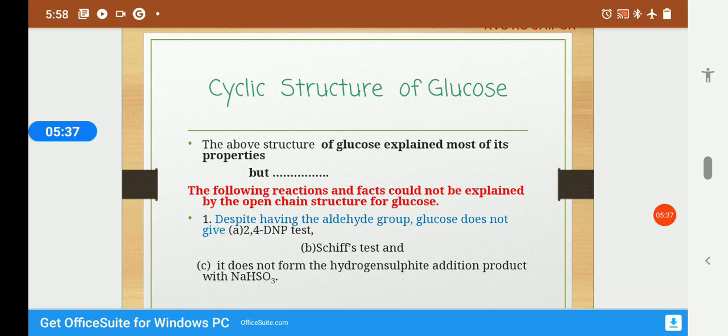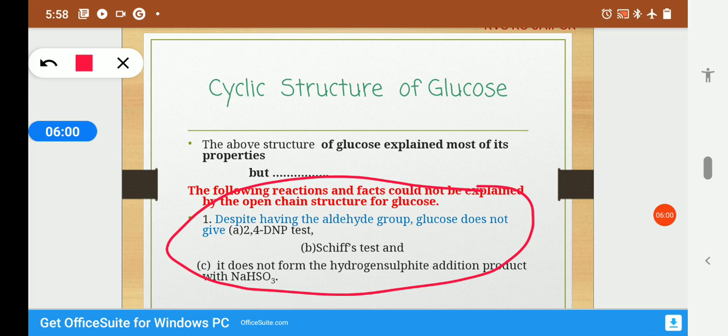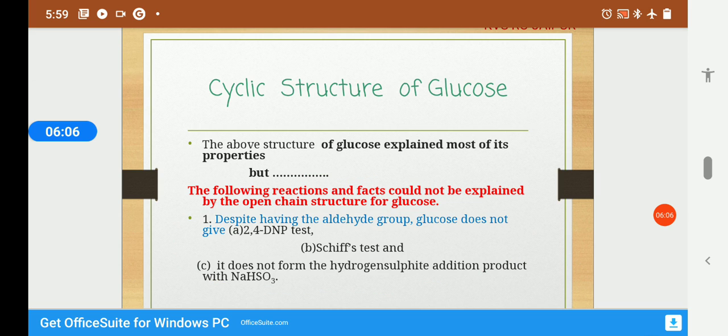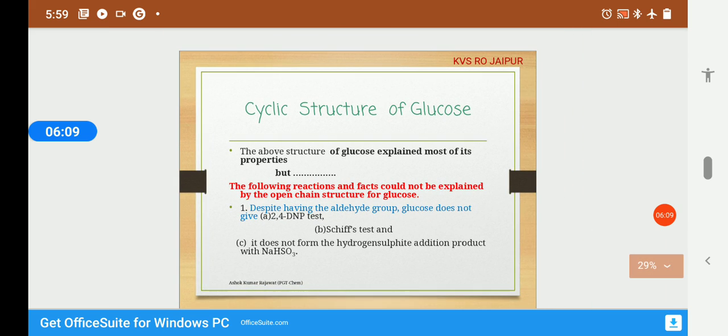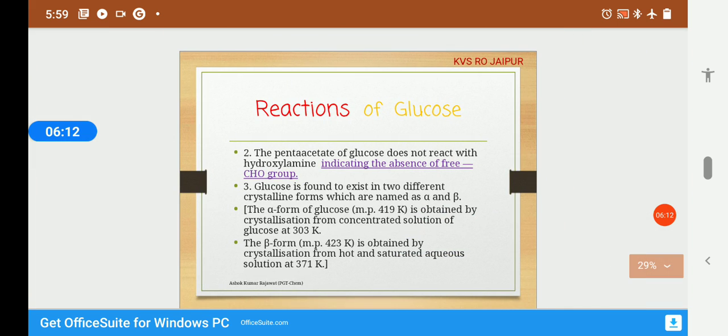Despite having the aldehyde group, glucose does not give the 2,4-DNP test, the 2,4-dinitrophenylhydrazine test, it does not give Schiff's test, and it does not form the hydrogen sulfite addition product with NaHSO3. If the aldehyde group is free there, then glucose should exhibit all these reactions. But it is not showing these reactions. It means the aldehyde group in glucose is not free. The pentaacetate of glucose does not react with hydroxylamine, indicating the absence of a free aldehyde group.